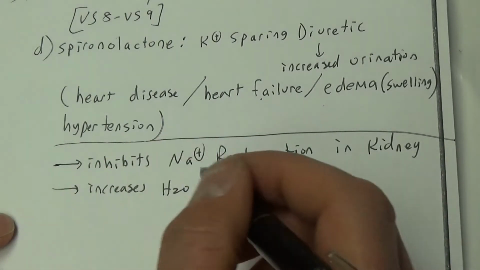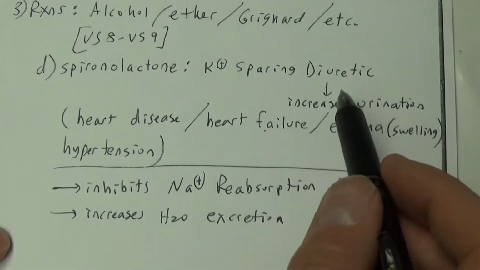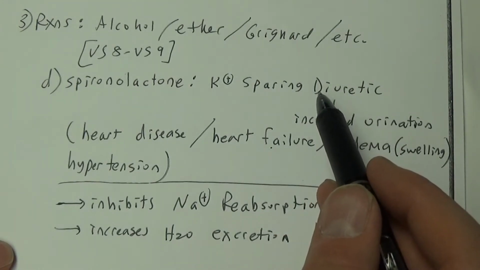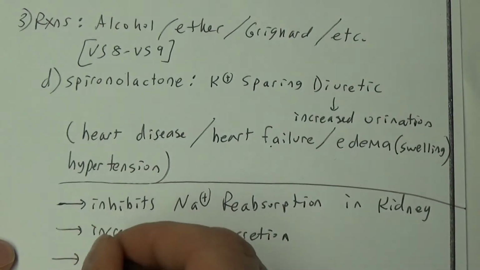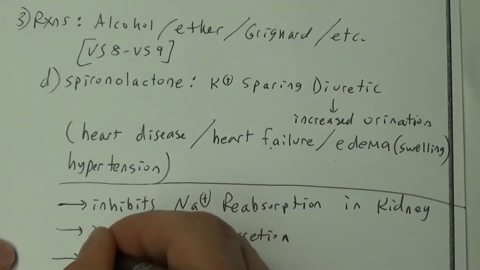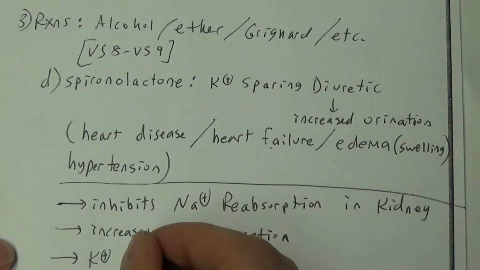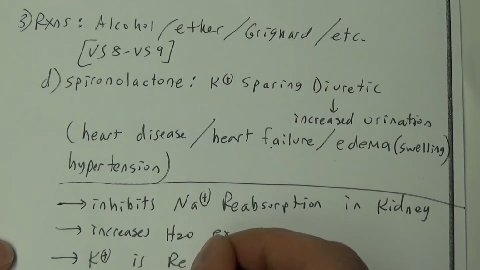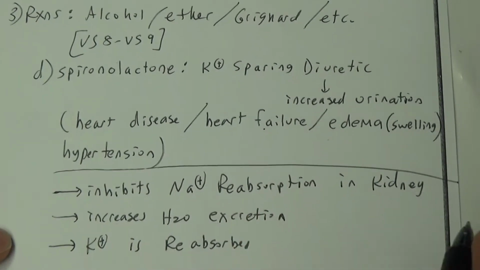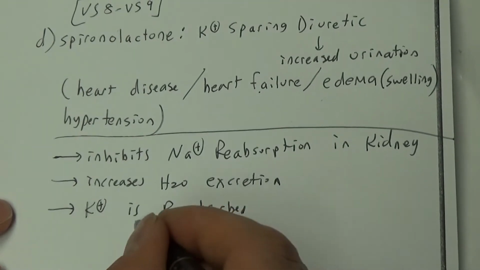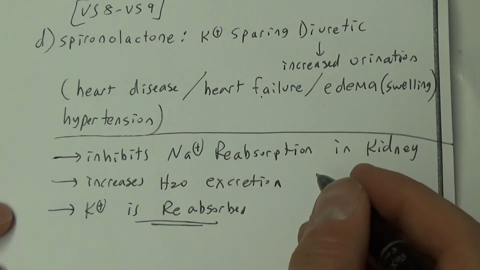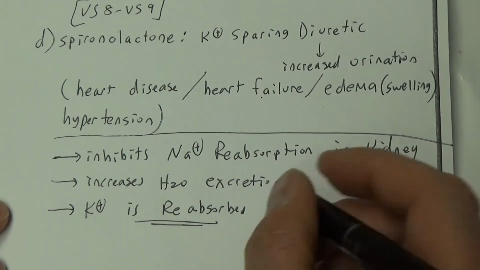Now, how is this a potassium-sparing diuretic drug? Well, with this molecule in particular, potassium, or K+, is actually reabsorbed. So while sodium reabsorption is inhibited, potassium does get reabsorbed. So that's why it's potassium sparing.